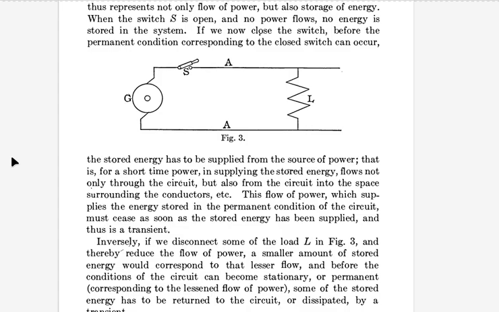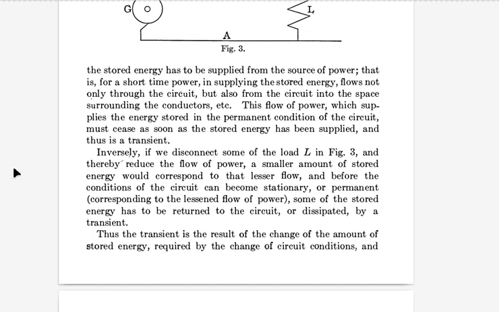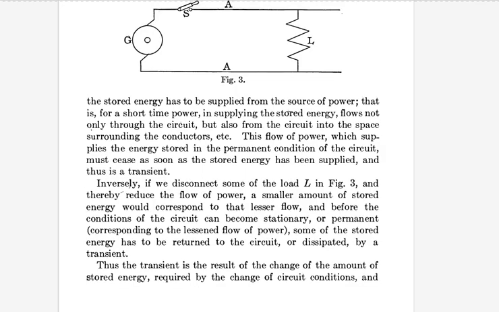This flow of power, which supplies the energy stored in the permanent condition of the circuit, must cease as soon as the stored energy has been supplied, and thus is a transient. Inversely, if we disconnect some of the load L in Figure 3, and thereby reduce the flow of power, a small amount of stored energy would correspond to that lesser flow. And before the conditions of the circuit can become stationary, or permanent, corresponding to the lessened flow of power, some of the stored energy has to be returned to the circuit, or dissipated, by a transient.